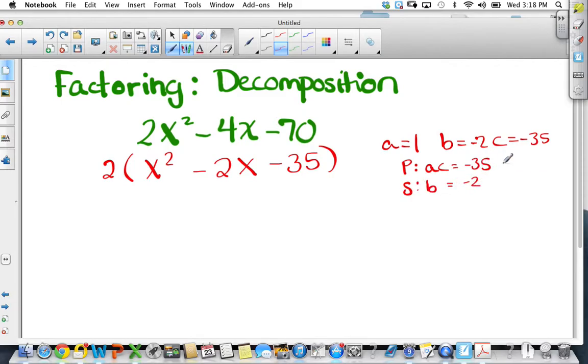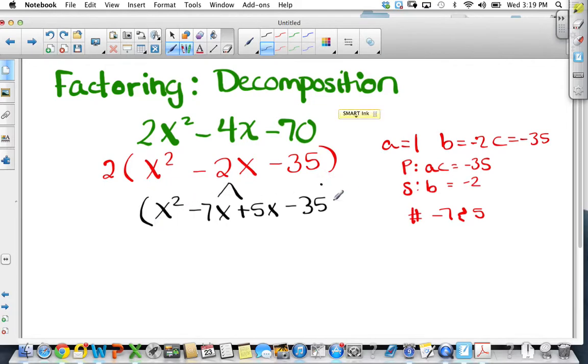So I'm thinking of 2 numbers that multiply together give you negative 35, but add give you negative 2. Negative 7 and 5 are the 2 numbers. So the middle term decomposes into negative 7x plus 5x, hence the process is called decomposition. I bring down the first term and the last term and bring down my parentheses and my 2. Now I have 4 terms.